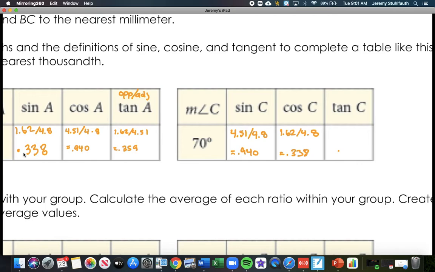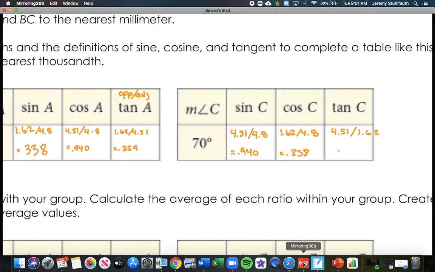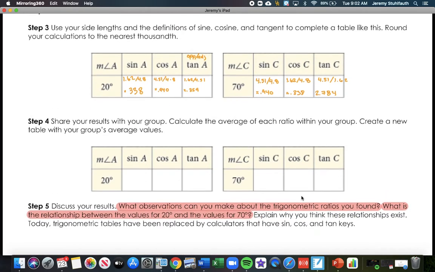And finally, tangent of C would be equal to 4.51 divided by 1.62. If we look at this, opposite is 4.51 from 70, adjacent is 1.62. Opposite divided by adjacent is 4.51 divided by 1.62, which is 2.784. Now, what would be ideal here is if you make your own triangle and then write it down and then find the average of our two numbers and see what you get here.